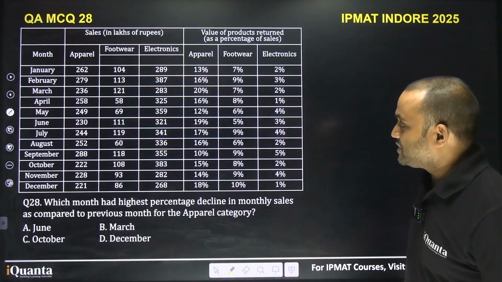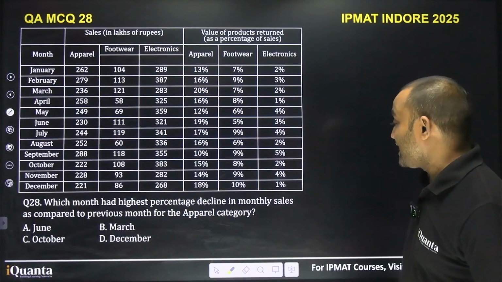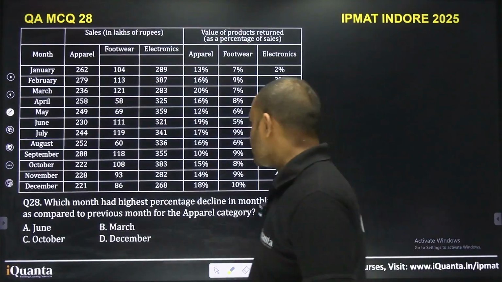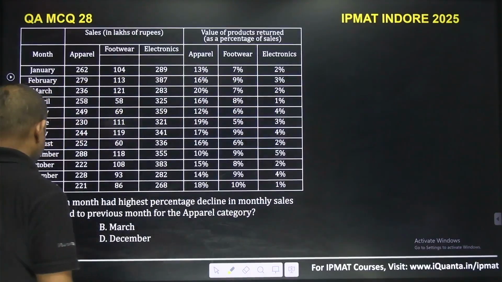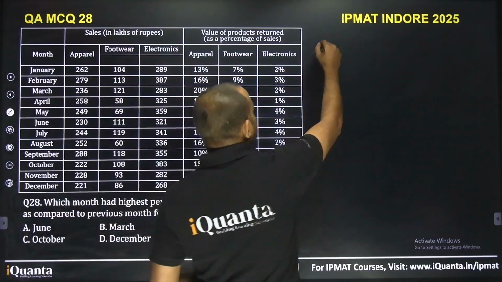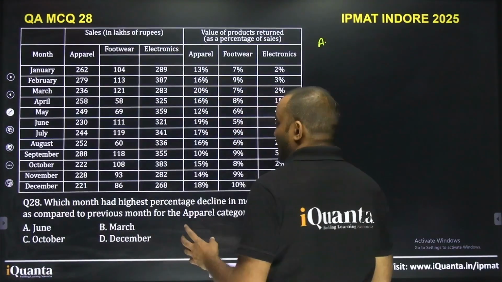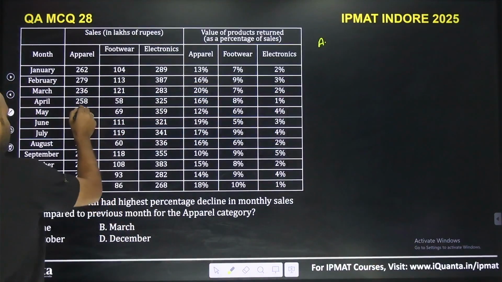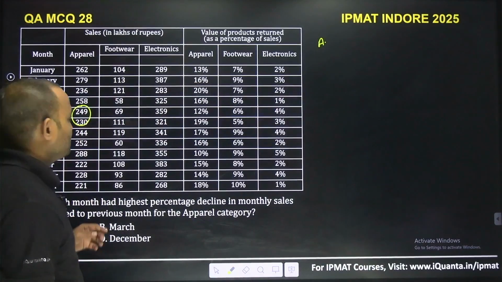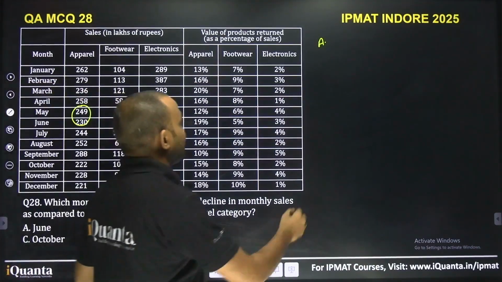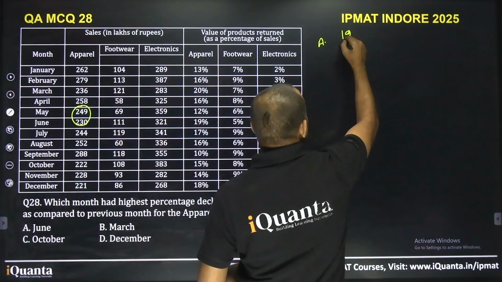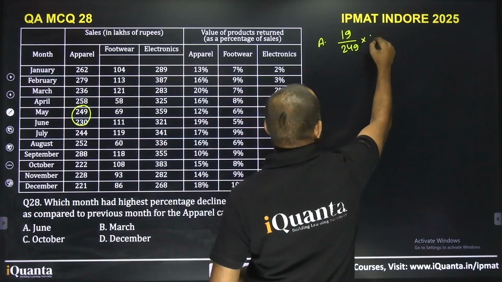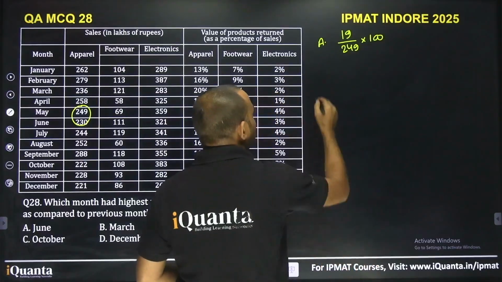Question 28, which month had the highest percentage decline in monthly sales as compared to the previous month for the April category? Now again, option A. If we are talking about June, we will have to talk about May as well, because the decline from May is 19 and in May it was 249. So the percentage decrease will be 19 upon 249 into 100.